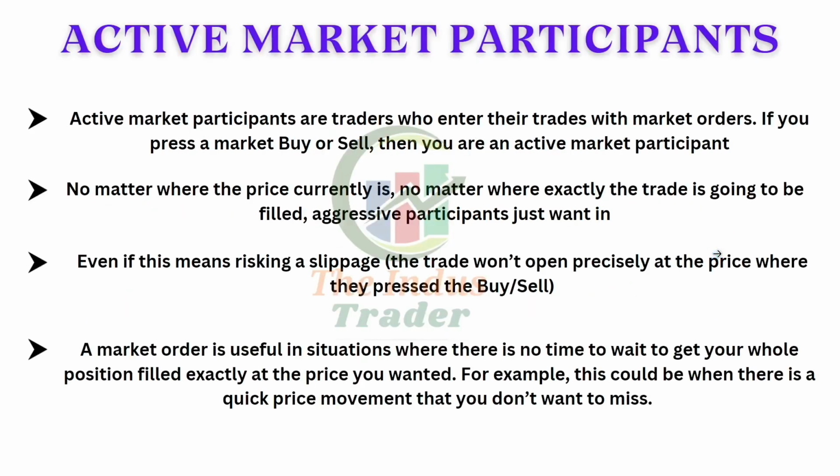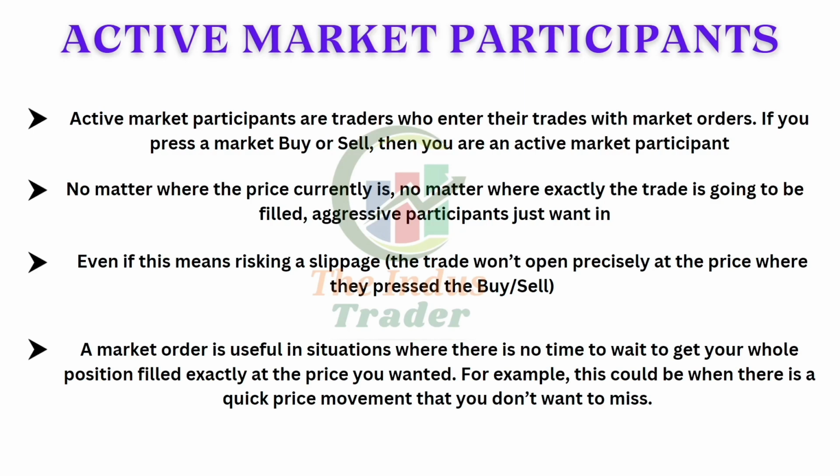Now let's see the active market participants. Who are active market participants? If someone is entering with a limit order, they are called passive participants. If someone is entering with a market order, they are called active market participants, also called aggressive market participants. Active market participants are traders who enter their trade with market orders. If you press a market buy or sell, then you are an active market participant. Again, you might ask who the active market participants are: if you are executing trades with market orders, then even you are an active market participant.